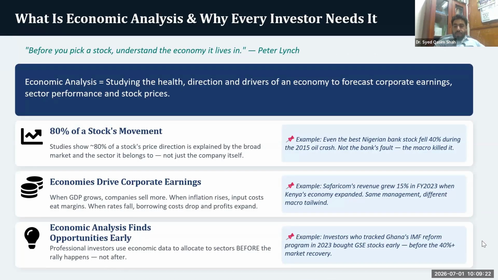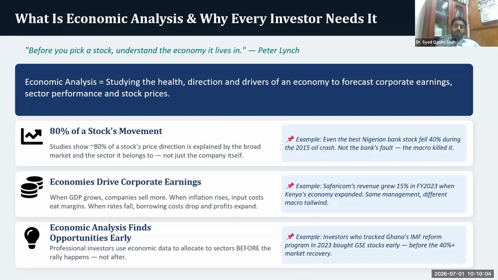So the example is an investor who tracked Ghana's IMF reforms. I have tried to include a very African context so you can easily link how these economies and stock markets are connected, particularly in the African region. Let's say Ghana's IMF reform program in 2023. The investor bought GSE stocks early, before the 40% market recovery. So once people have a good economic analysis, they can invest well before the time in GSE stocks and earn high.